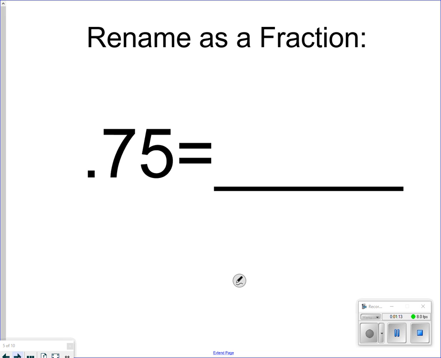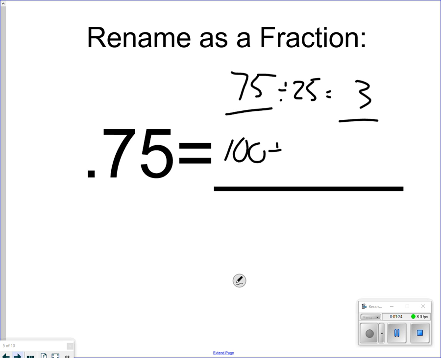Next number is 0.75, so that would be 75 hundredths. We'd have to reduce this down. If we divide 75 by 25, we would get 3. If we divide 100 by 25, we would get 4. 75 over 100 also equals 3/4.